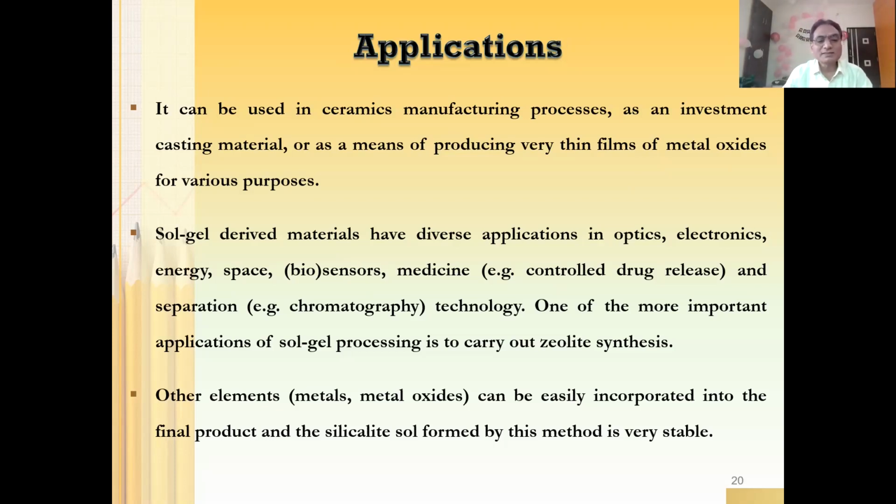separated. The other element, metal or metal oxide, can be easily incorporated into the final product, and the silicate sol formed by the method is very stable. It means, apart from the ceramic manufacturing, we can use the deposition of other materials like metals and metal oxides as well, which can be easily incorporated into the final product.